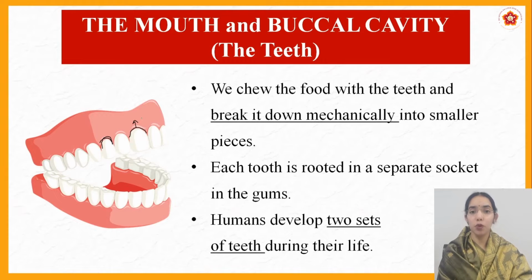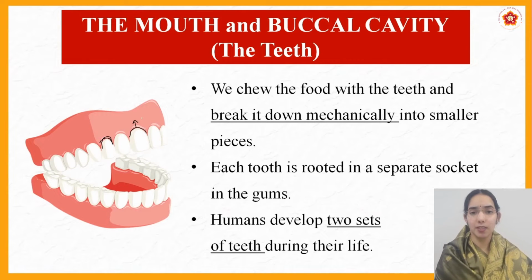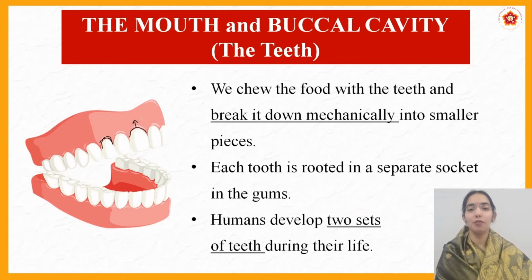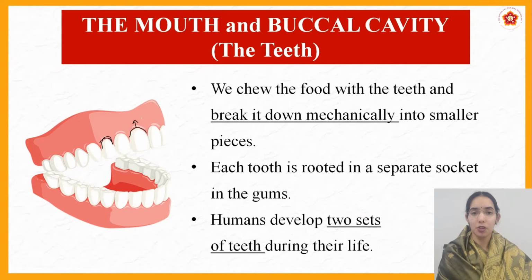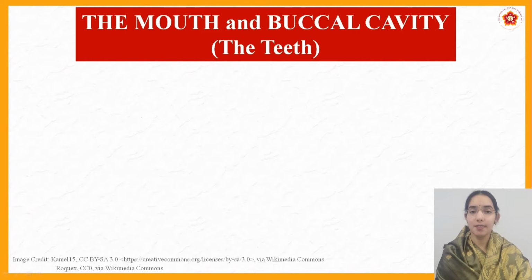Then next is that we humans have two sets of teeth. So you must be remembering those days when your tooth is shaking a little bit and then finally it comes out. So the tooth which has come out is called the milk tooth. And after a few months you will see that that tooth has been totally replaced by another tooth. Now that one is the permanent tooth. So we humans have two sets of teeth. Let's discuss that.